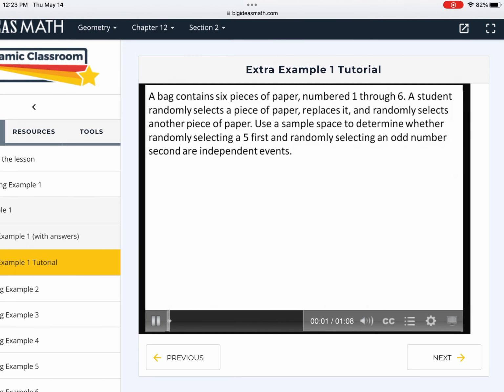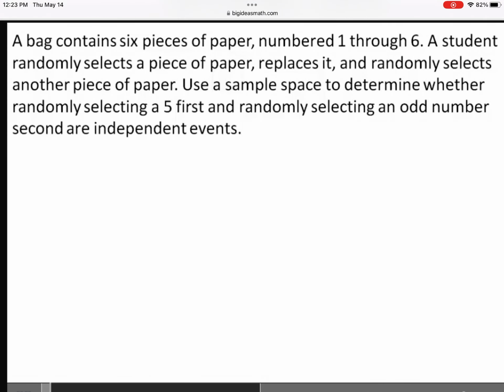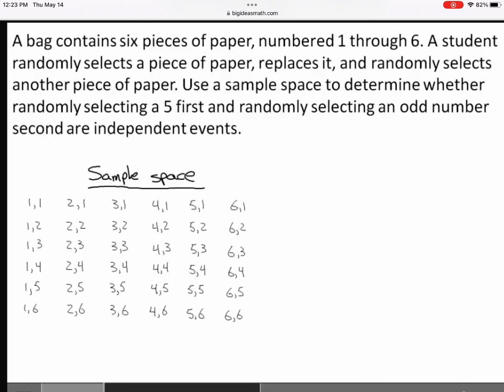A bag contains 6 pieces of paper numbered 1 through 6. A student randomly selects a piece of paper, replaces it, and randomly selects another piece of paper. Use a sample space to determine whether randomly selecting a 5 first and randomly selecting an odd number second are independent events. First, list the outcomes in the sample space.